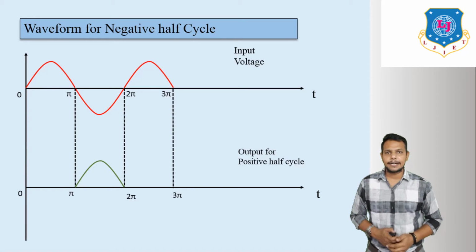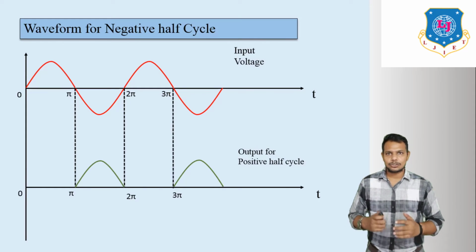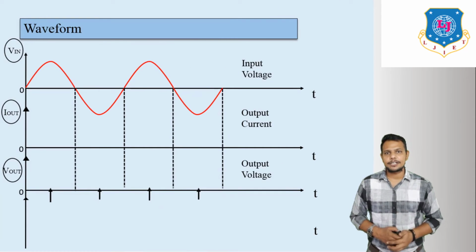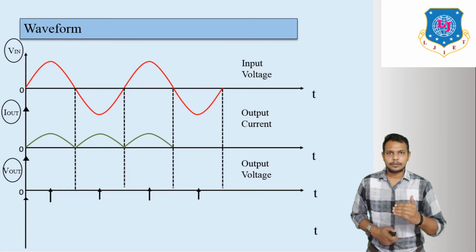Again, if we enter the negative half cycle, then we will get positive at the output side. So this is the waveform for the negative half cycle. Now let us discuss the final waveform. If we enter the positive and negative waveforms together, then the output current will be like this. For positive, we will get positive. For negative, we will get positive as well.